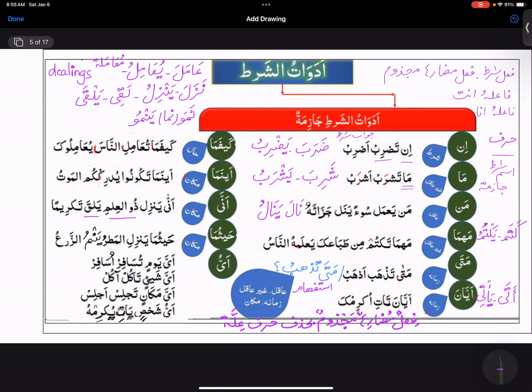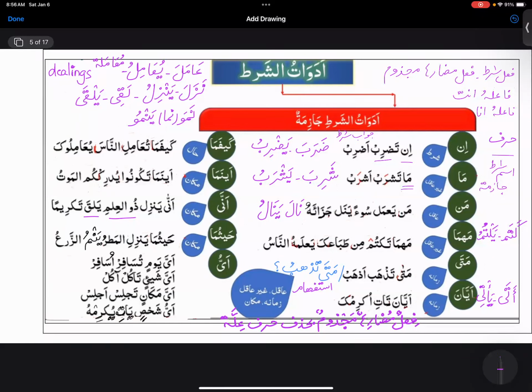Failu shart, very good. And what about Ashraf? Jawabu shart. Failu mudari majzum, failuhu ana. Perfect. Okay. So, jawabu shart and jawabu shart. When we have adwatu shart jazima, basically it is supposed to be majzum.